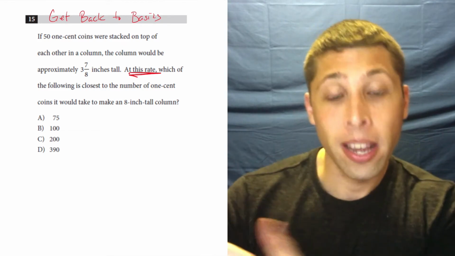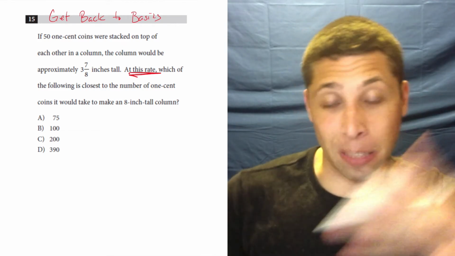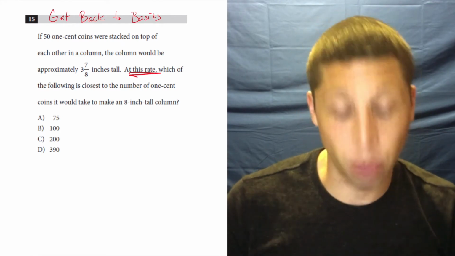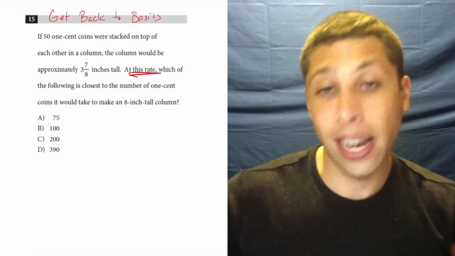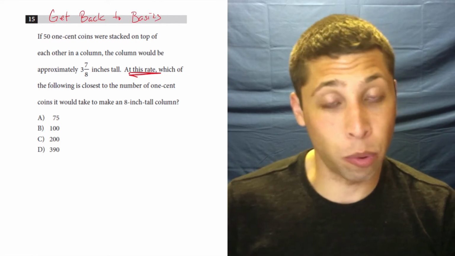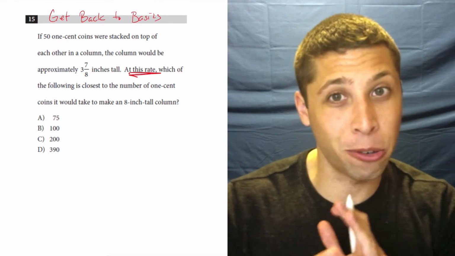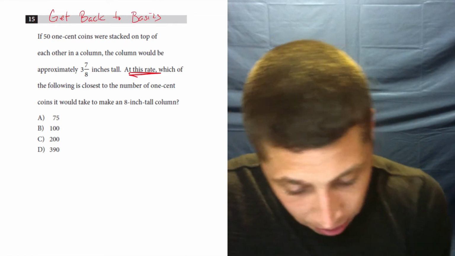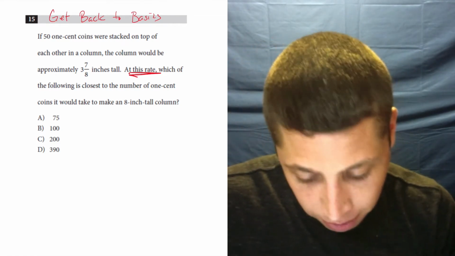We have a rate, and then we want to see what happens when we expand out the rate, and we know we need ratios for that. So show your work and set up the ratio and just trust that it will work, okay? It doesn't matter that the numbers are weird, it should work. So what's our rate? 50 1-cent coins were stacked on top of each other in a column.